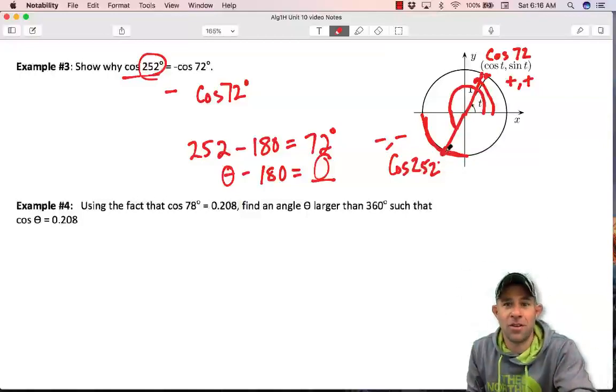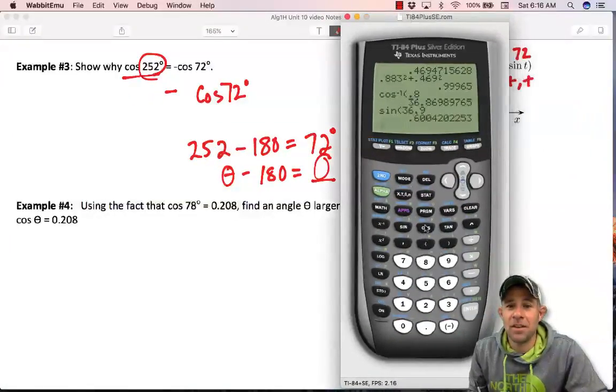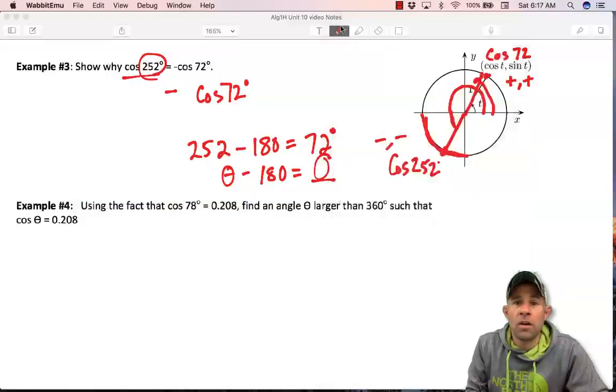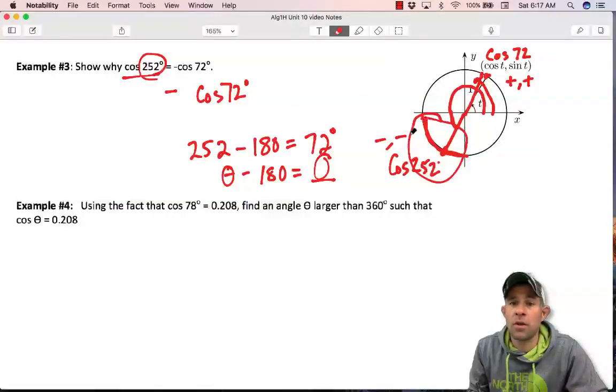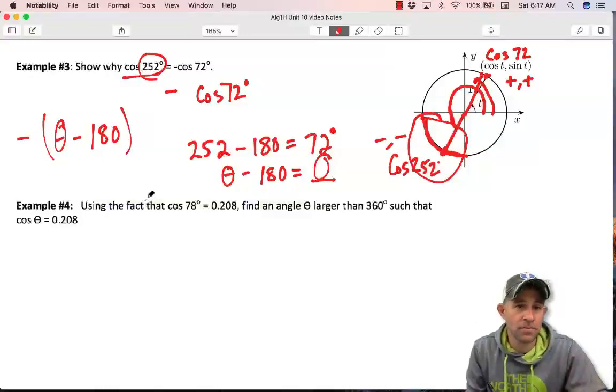And whatever that result is, if I take the opposite value, then they'll be equivalent. All right, let's just show you on a graphing calculator here. That will make a whole lot more sense. So if I take my cosine of 252, you see that that's equal to negative 0.309, and now I'm going to take the opposite value of cosine 72, and you can see that's also negative 0.309. So all values that lie in that third quadrant can be found by taking their angle measure and subtracting them from 180. And whatever that value is, you take the opposite of that cosine or sine.